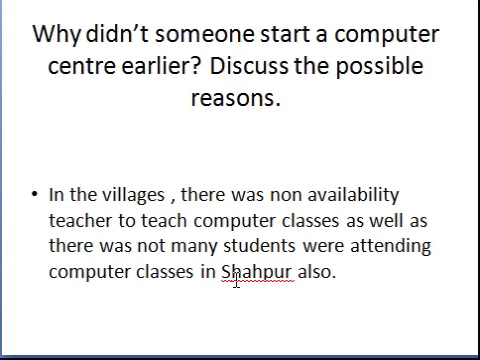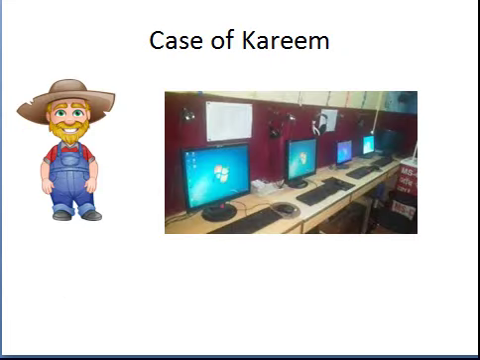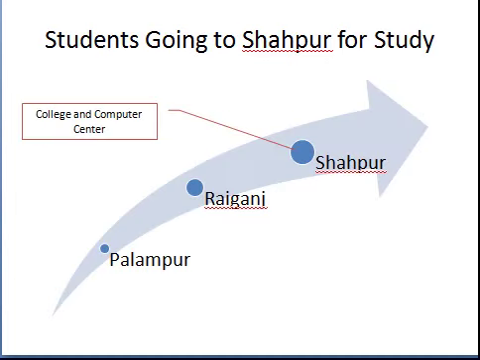The next question, why didn't someone start a computer center earlier? Discuss the possible reason. Students, as we see the situation, at present there is availability of only two teachers, two persons who have computer knowledge, who have a degree in computer application. So we can imagine that in earlier times there was non-availability of any person to teach in these computer classes, and also there was non-availability of students who wanted to get an education in computers. Even in recent years only, there has been an increase in the number of students attending the colleges as well as computer classes in Shahpur.